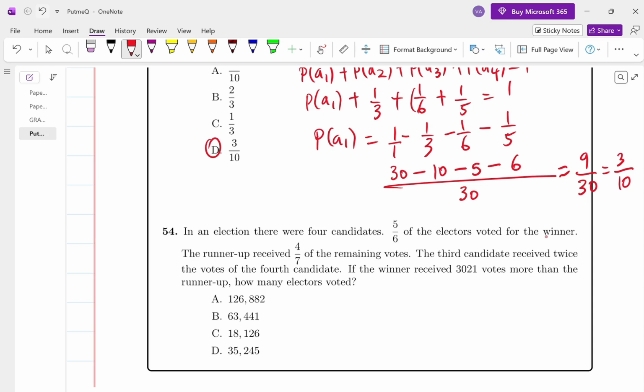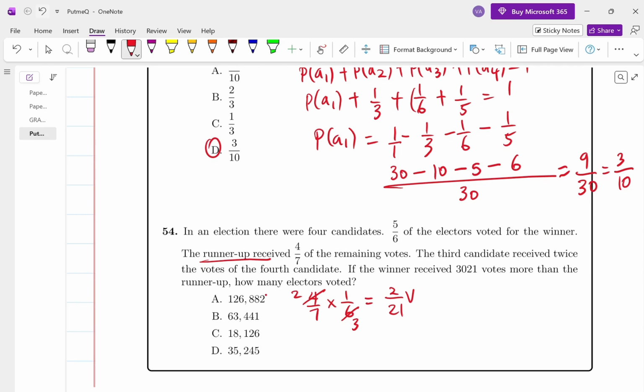It says the runner-up, which is the next person in line, received 4 over 7 of that remaining vote, which is 1 over 6. The remaining vote is 1 over 6. So this is basically 2, and 2 into this is 3. So this will be 2 over 21 of the voters. Now they said that if the winner received 3,021 votes more than the runner-up, how many electors voted?